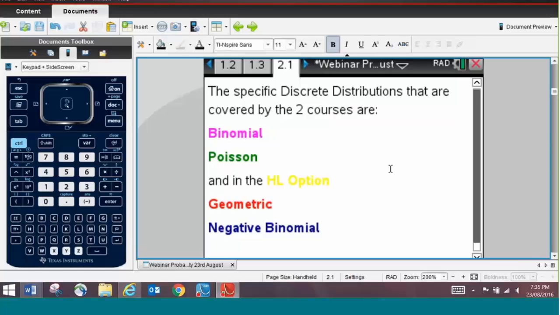Okay, so with discrete distributions in the two courses, binomial turns up in both standard level and higher level, and the Poisson distribution, as Jen has already said, is also in the higher level course. And then in the higher level option, if you happen to choose the probability and statistics option, there are the geometric and the negative binomial distributions.